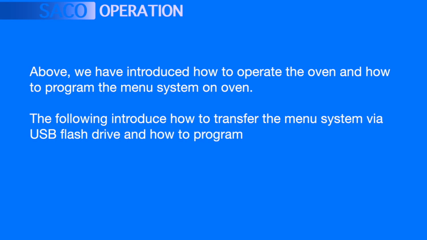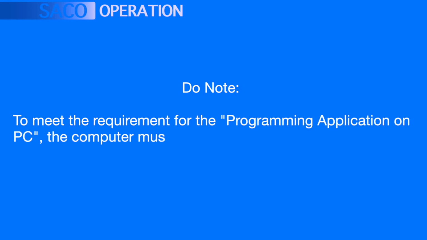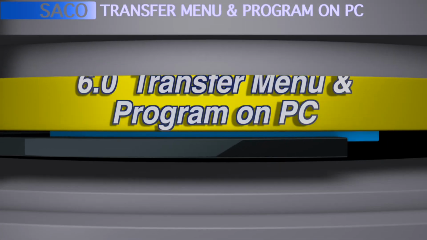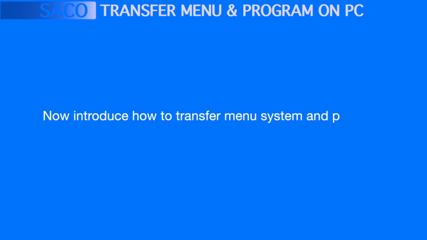Above, we have introduced how to operate the oven and how to program the menu system on the oven. The following introduces how to transfer the menu system via USB flash drive and how to program the menu system on a personal computer. Now introduce how to transfer the menu system and program on a computer.